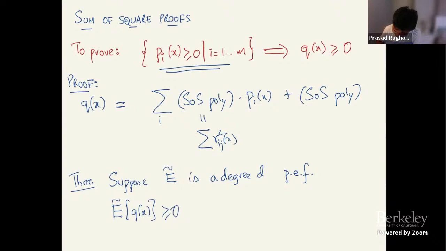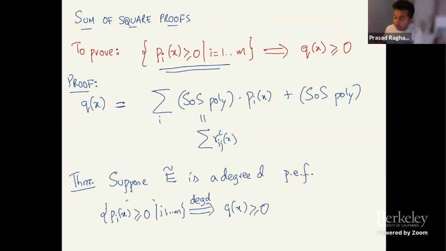Well, let me just state one direction of the implication right here. If you can prove p_i(x) ≥ 0, i = 1 through m, implies q(x) ≥ 0 using degree D, if there is a degree D sum of squares proof that these inequalities imply this inequality, then the corresponding pseudo expectation is also greater than or equal to 0.